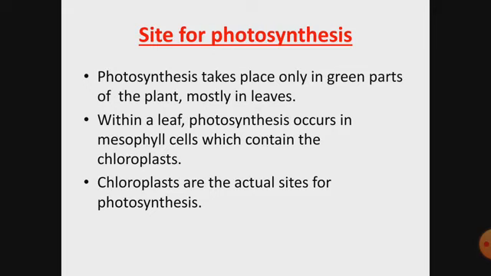Within a leaf, photosynthesis occurs in mesophyll cells, which contain the chloroplast. Now you must be wondering what are mesophyll cells, okay, but in the next slide it will be clear to you. So till now we know that photosynthesis occurs in the green parts, that is leaves. Inside leaves there is some tissue present that is called mesophyll, and in that mesophyll cells some chloroplasts are present, and inside chloroplast chlorophyll is present. So we say chloroplasts are the actual place or the site of photosynthesis because chloroplasts contain chlorophyll.